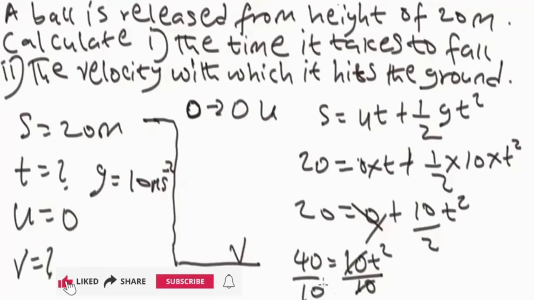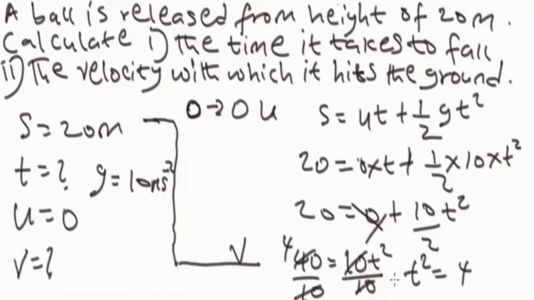This will cancel this. 10t squared over 10 is t squared, and 40 over 10 is 4. Then we have t squared equals 4. To make t the subject of the formula, you square root both sides. The square root of t squared is t. Therefore, the square root of 4 is 2. Therefore, our time t equals 2 seconds. Alright, so this will be the time. Now, let's wipe it and solve for the second part, the velocity with which it hits the ground.